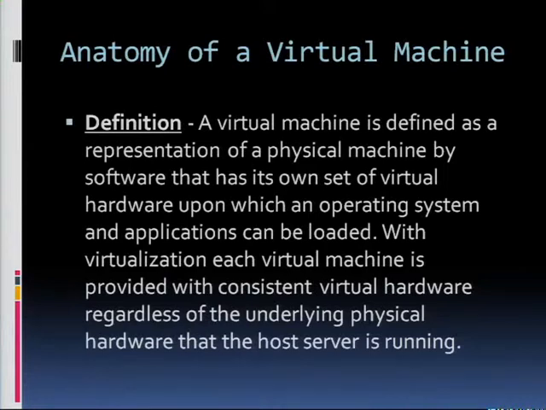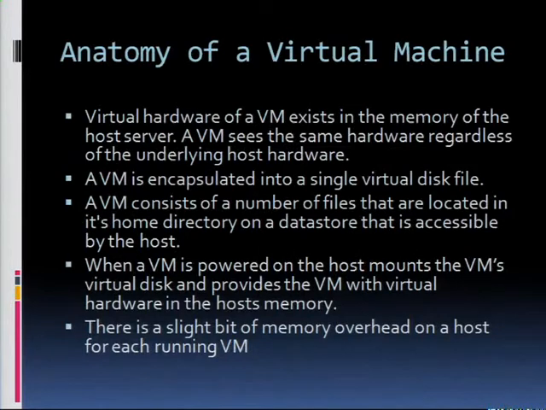So again, the virtual machine monitor is basically simulating or giving the VM the hardware that it's actually seeing, and then it handles from the VM kernel, all the physical server. That's where all the actual drivers are for the actual physical hardware of that host. So the virtual hardware of a VM exists in the host memory. It's not actual real hardware. And the VM sees the same hardware regardless of the underlying host hardware.